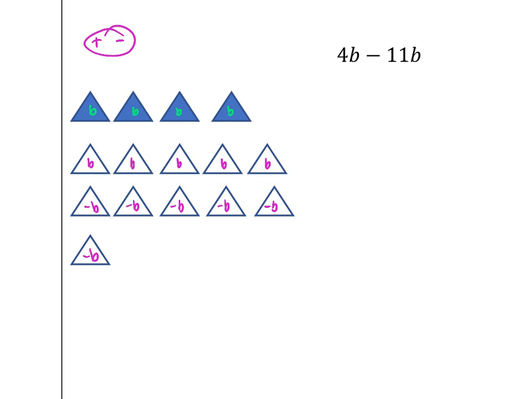So if we look, we have some zero pairs. Here's a zero pair, here's a zero pair, here's a zero pair, here's a zero pair. Those add up to 0. What is left after we do the zero pairs? Well, we have 1, 2, 3, 4, 5, 6, 7, 7 negative B's. So we're going to say this is equal to negative 7B. Negative 7 times B.